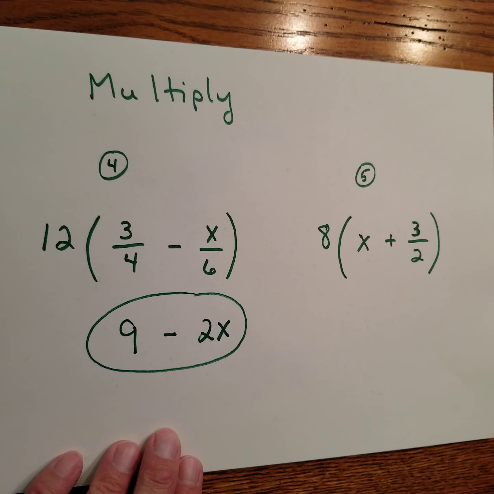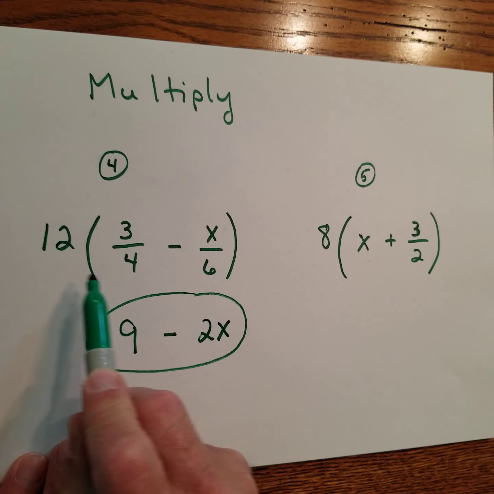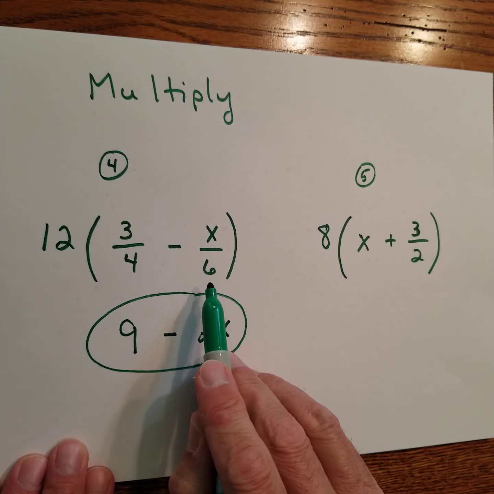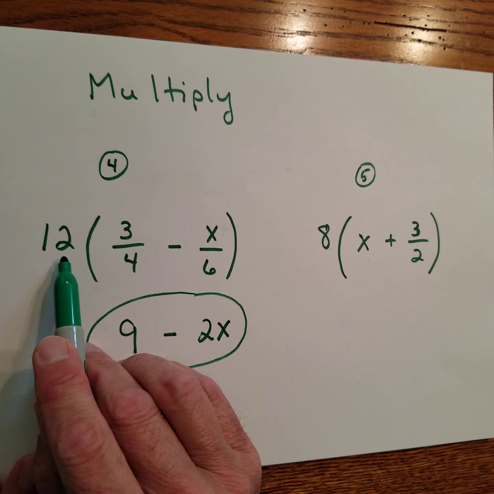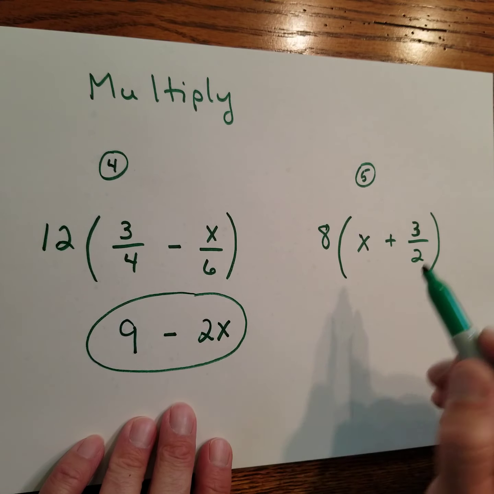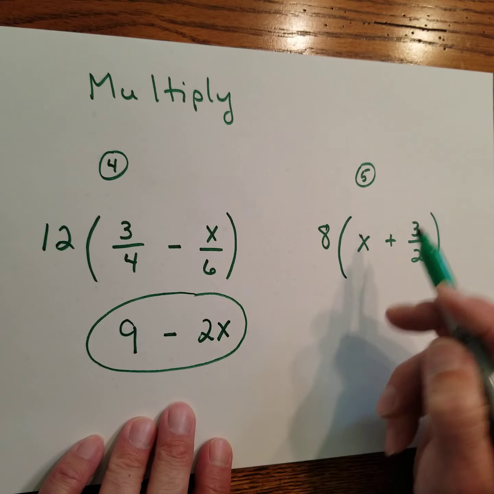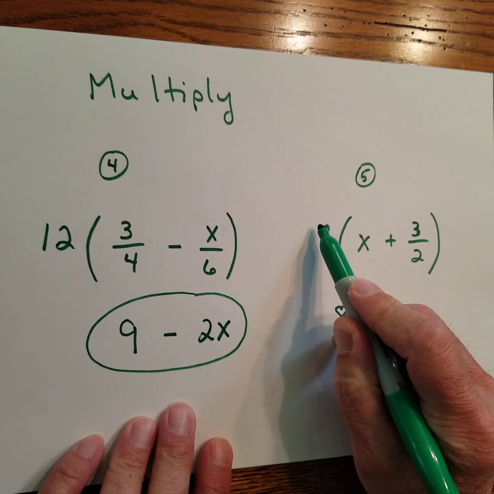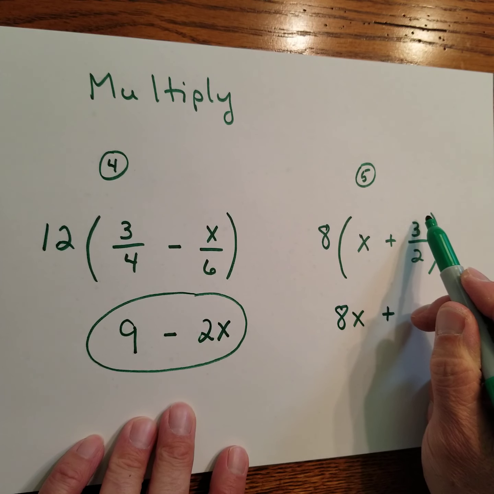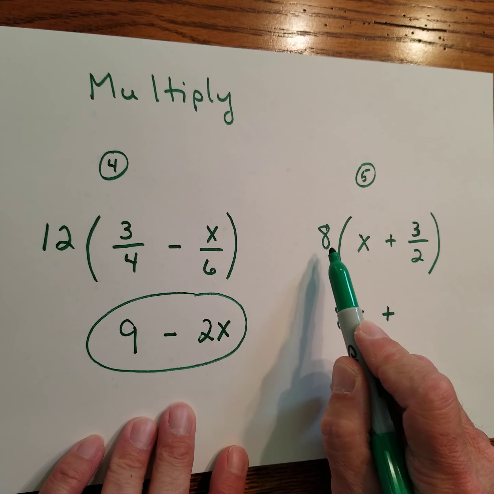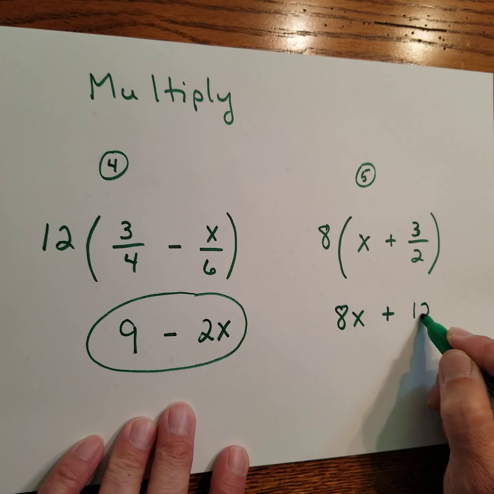Here comes number 5. Now what's the process? How many times does 4 go into 12? 3. 3 times 3 is 9. How many times does 6 go into 12? 2. 2 times x is 2x. This one's kind of weird though. When I multiply here, it's just 8 times x. When I multiply here, I'll use my trick. How many times does 2 go into 8? 4. 4 times 3, 12. Nice.